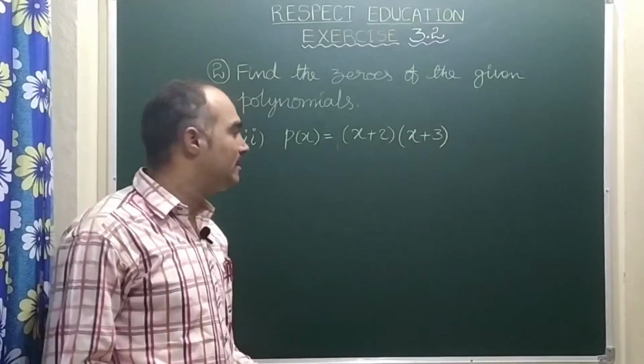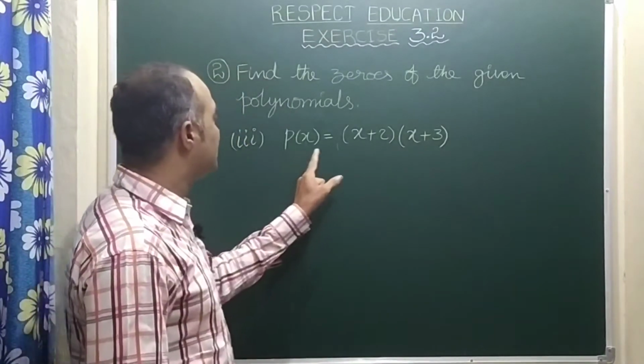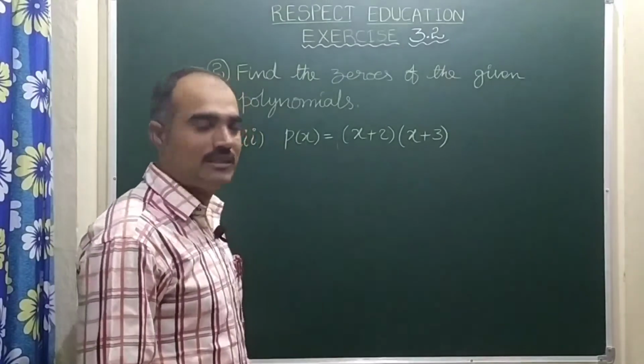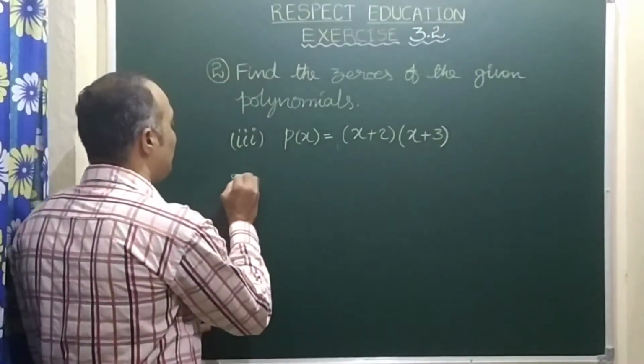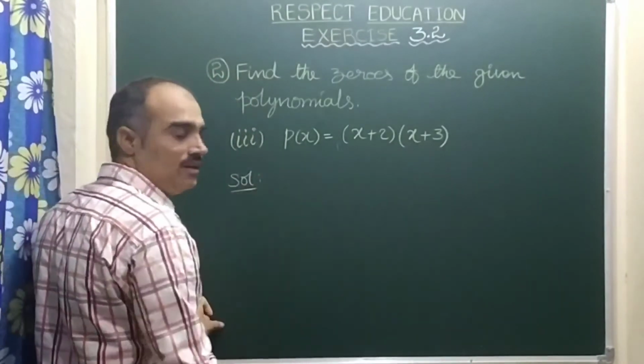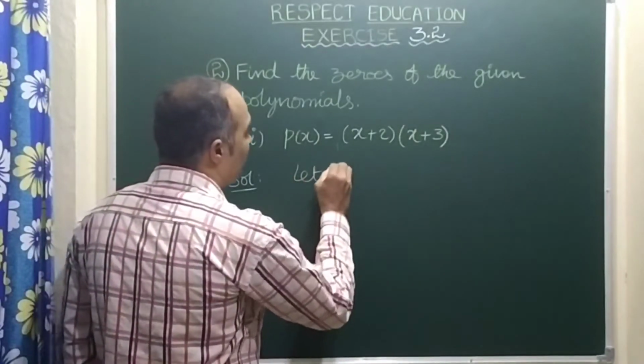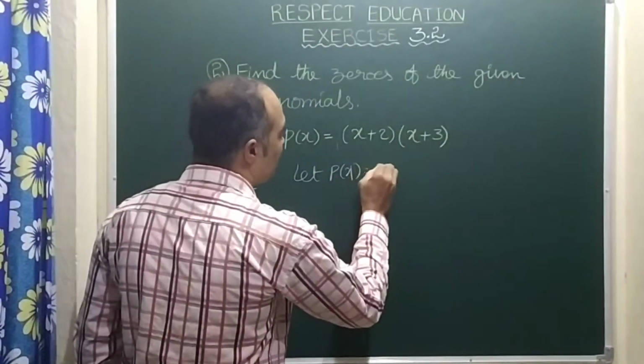Now let us do the next bit, that is the third bit. p of x equal to x plus 2 into x plus 3. So here as usual we can take p of x as 0. So let p of x equal to 0.